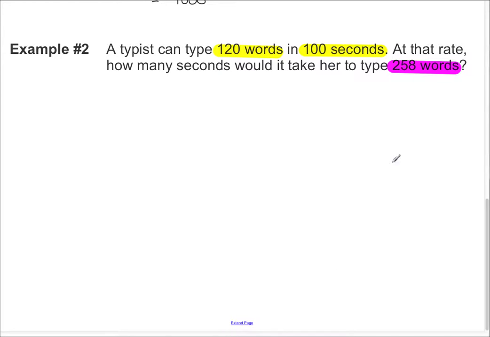So remember, we're going to take the stuff that's in yellow, the information about the rate that they've given us, and write it as a ratio. So 120 to 100, and put our little letters beside it, words and seconds, so that we know what these things stand for. Now we're going to set up our second ratio. Now the stuff that I've highlighted in pink or purple is words. So words goes on top of the ratio. So we have to put in our 258 here, and then on the bottom is where we're going to put in our variable. So now we have to do our cross multiplying to find x.